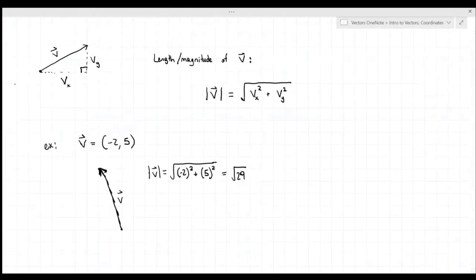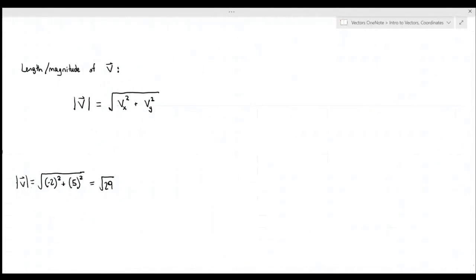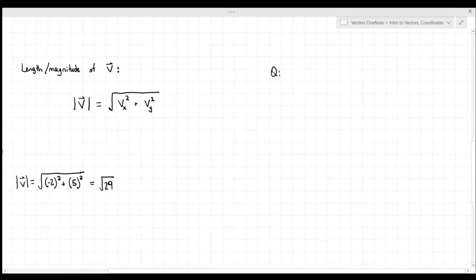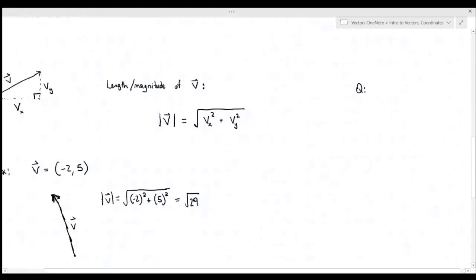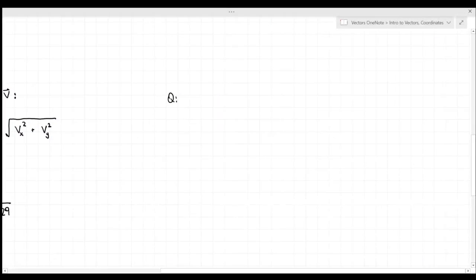Okay, so I want to get to that later. I want to flip this right now though. If we have the components, we can compute the magnitude of the vector v. So I want to flip this and say, if we have the magnitude of v, then can we find its x and y components?